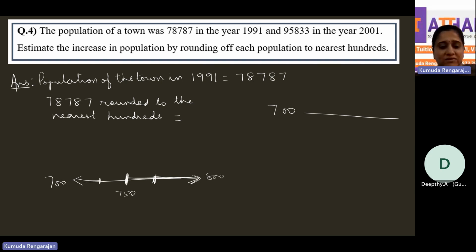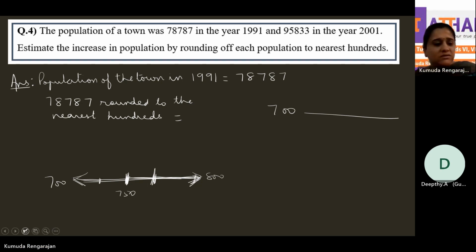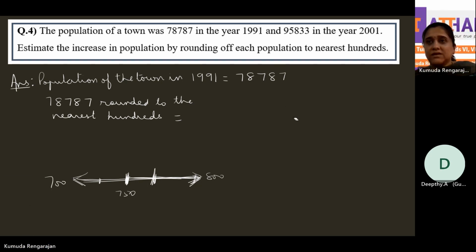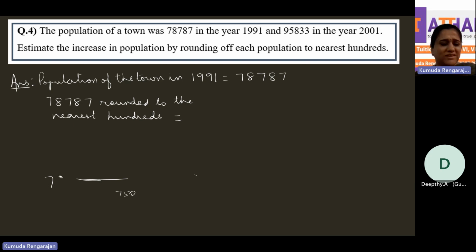If it is anywhere between 750 and 800, it will become 800. If it is more than 750, it will be rounded up to 800. If it is less than 750, it will be rounded down to 700. Rounded up, rounded down. Am I clear, children? Tanya, shall I say again? Everything will produce the same answer. One minute. Don't worry.